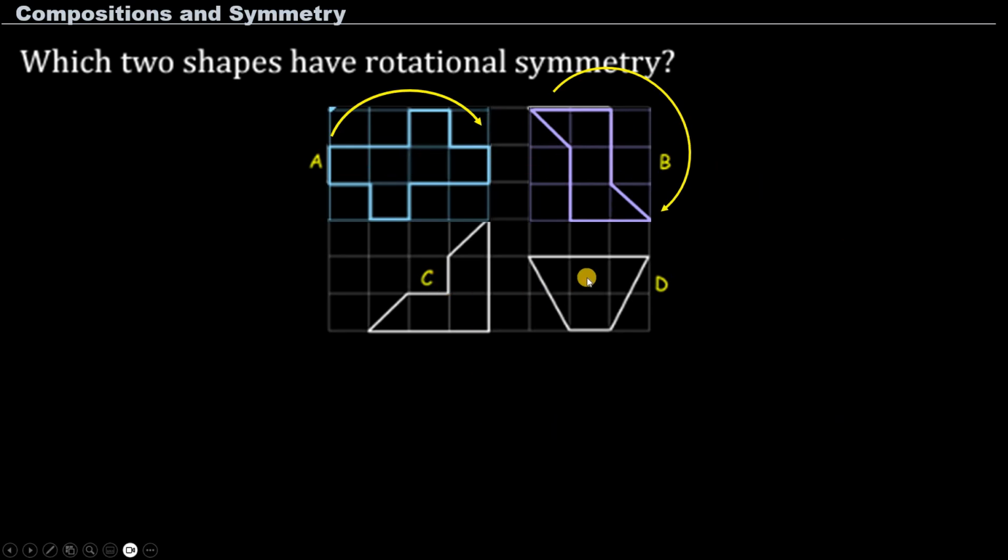Now, C and D still do have symmetry though. C has reflectional symmetry. If you draw it straight through these 2 points here, you can fold it up. And then D, going vertical with it, has reflectional symmetry as well. So they don't just not have anything, they just don't have rotational symmetry is all.